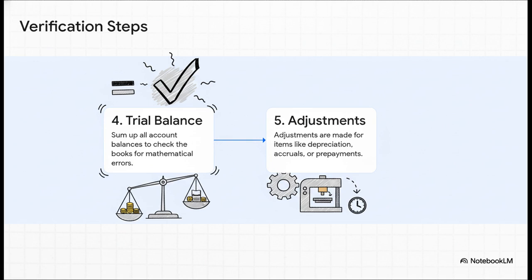But here's the tricky part. Even if it is balanced, we're not done. That brings us to step 5, making adjustments. This is for all the financial events that happen over time, not just in a single transaction. For example, a piece of machinery slowly loses value over its life. That's called depreciation, and we need to account for it.